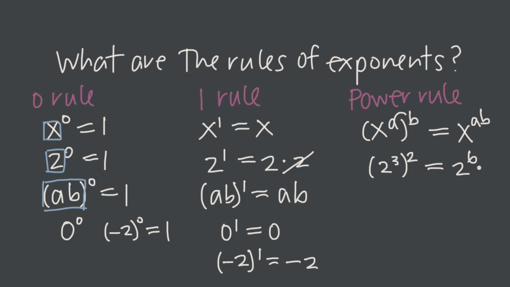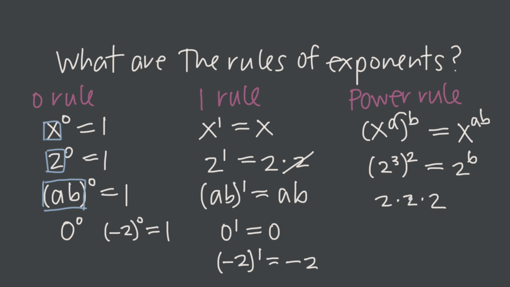But even if you didn't know power rule, here's how you would figure this out. You would first simplify what's inside the parentheses, which goes back to your order of operations, and I'll talk about that in a few minutes. So you always do what's inside the parentheses first, and 2 to the third power is 2 times 2 times 2. 2 multiplied by itself 3 times.